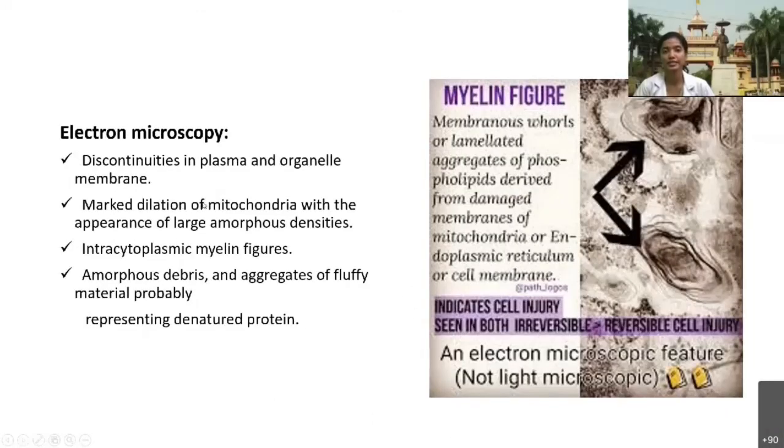Again, what we will see in electron microscopy: in reversible injury, we had seen the organelles appear swollen. In case of irreversible injury, there will be discontinuities in the plasma membrane and the organelle membranes. There will be marked dilatation of the mitochondria, and there will be large amorphous densities, not tiny densities. The amount of myelin figures will obviously be more in case of irreversible injury.